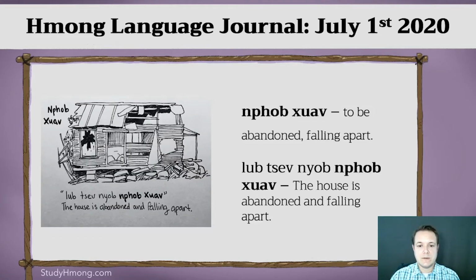Okay, this word is mpa sua, to be abandoned, falling apart, kind of like you think of that house on the side of the road, half built, has trees growing through it. So in our sentence, we have lu jie nya mpa sua. The house is abandoned and falling apart.